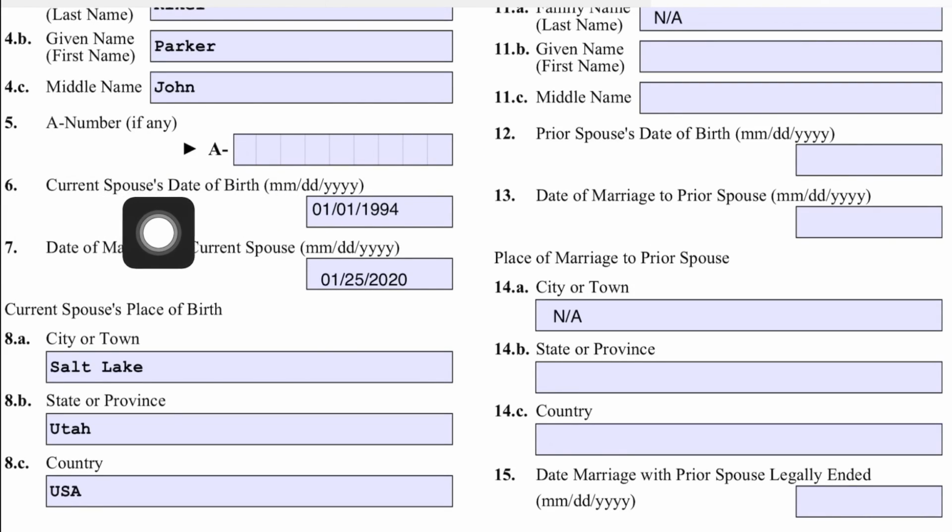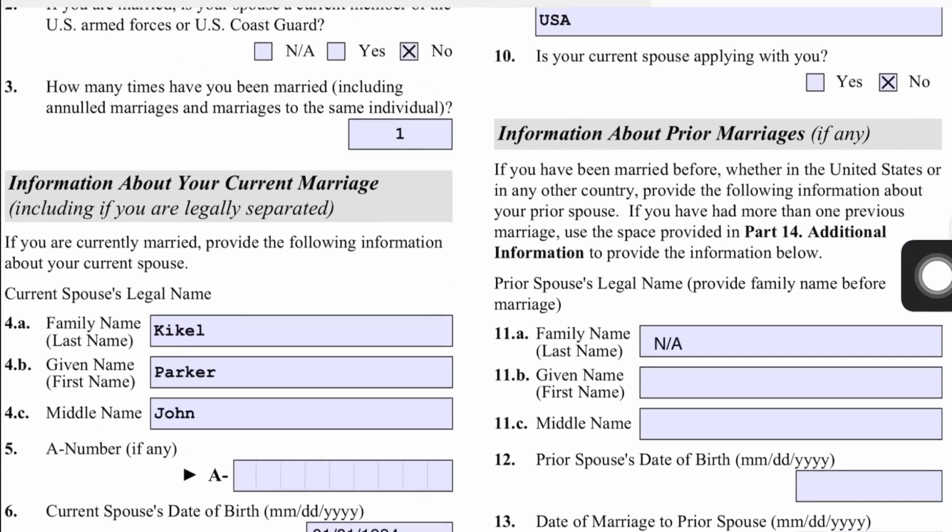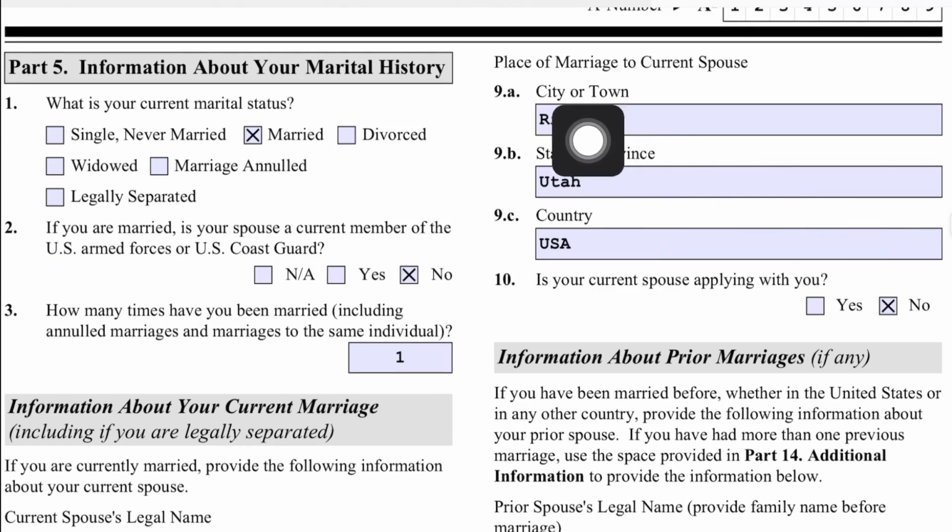Then number 6, current spouse date of birth. So put his date of birth. Date of marriage to current spouse. We got married on January 25, 2020. So I put it there. Current spouse place of birth. So I put Salt Lake for his city. The state is Utah and country USA. Okay. Place of marriage to current spouse. We got married in Riverton, Utah, USA.